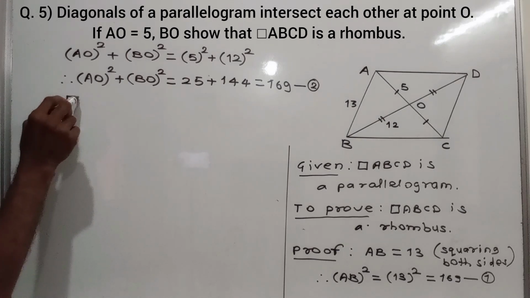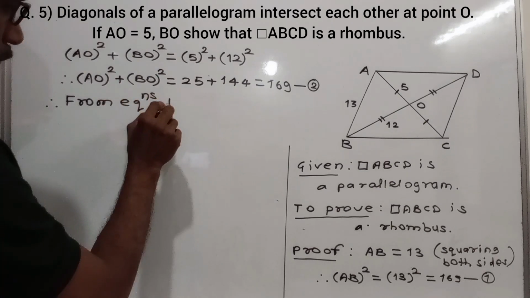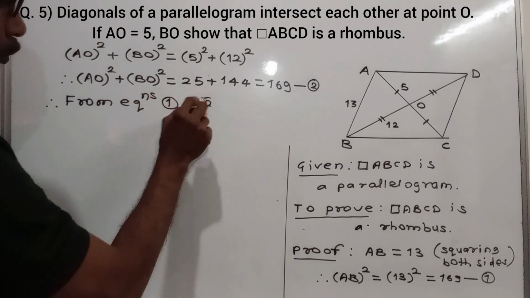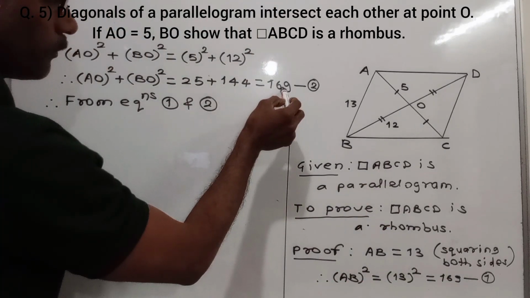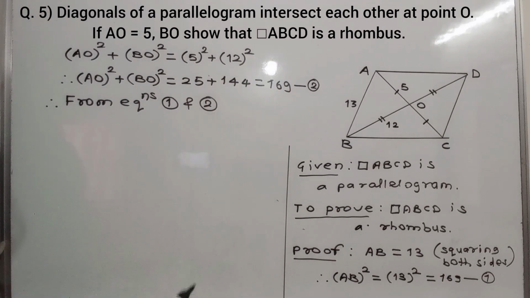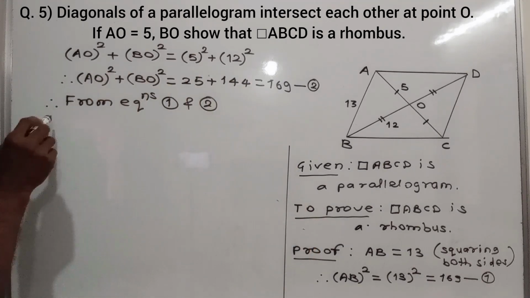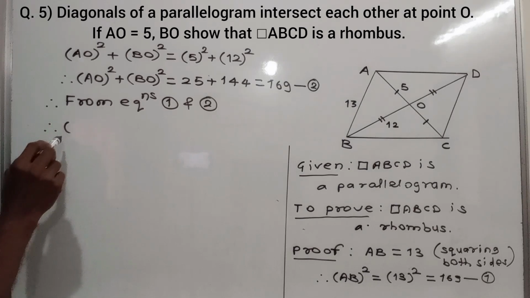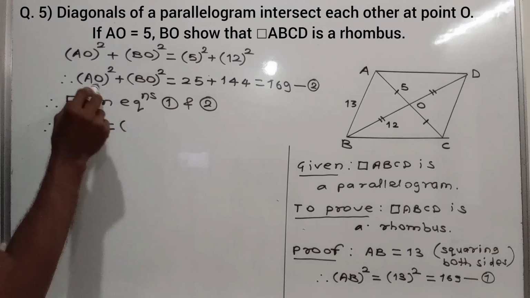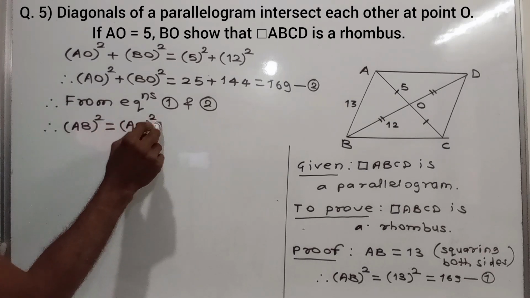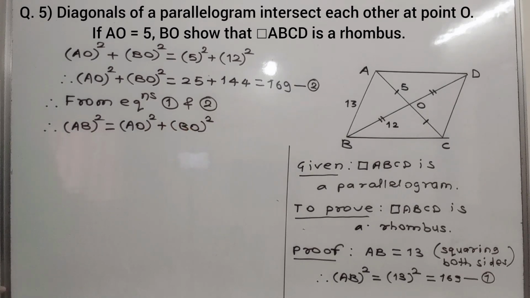Therefore, from equations 1 and 2, the right side is 169 here and also 169 here, which means the RHS are equal. Therefore, LHS are also equal. Therefore, AB square is equal to AO square plus BO square. Did you get it?